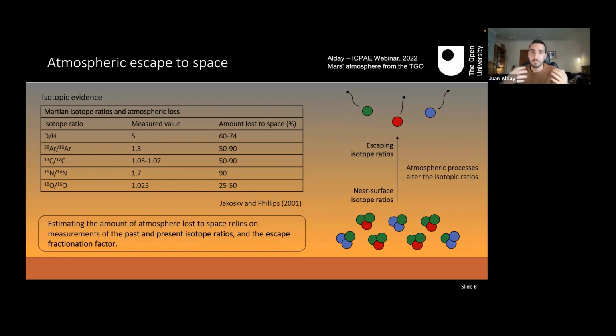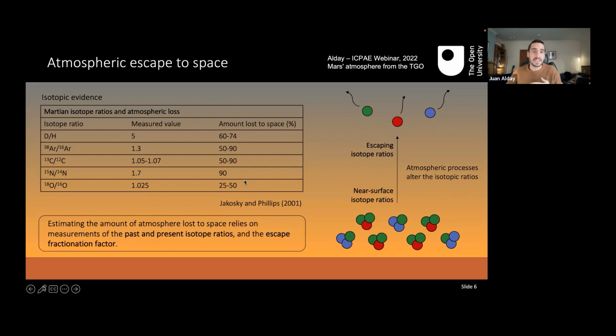And therefore, as the atmosphere escapes to space, the residue or the remaining atmosphere will be getting enriched in the heavy isotopes. But not only does this isotopic evidence tell us that atmospheric loss has been substantial throughout history, but if we couple this with evolution models, we can actually estimate the amount of atmosphere that has been lost to space. So here you have some estimates from the different isotopic ratios, for example.